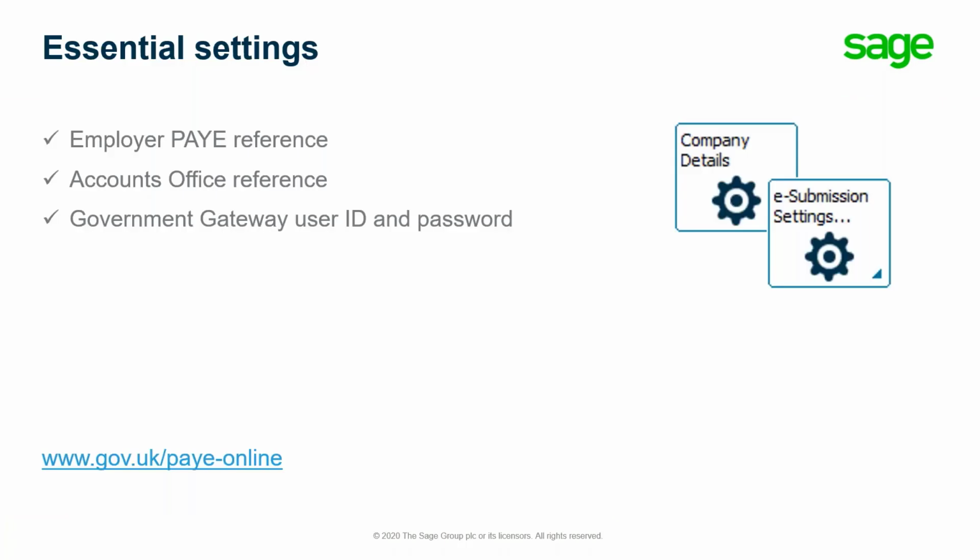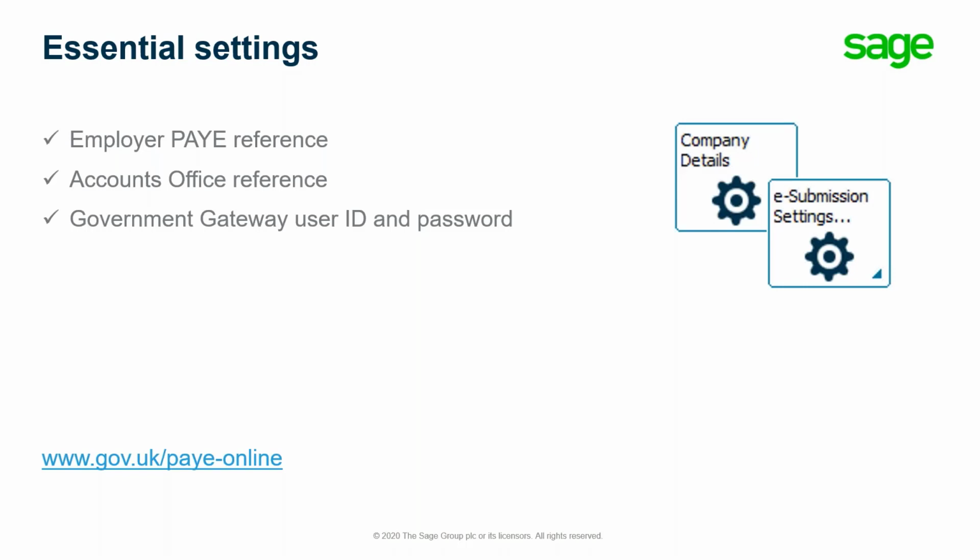So these are the absolute essentials. You're going to need to enter your employer PAYE reference and your accounts office reference. So these are the references that you were given when you first enroll as an employer, and you'll find them either by signing into your online PAYE account on the HMRC website or any documentation you've been sent by HMRC. And you're going to need your user ID and password, which are the credentials used to log in to PAYE online, as they are used when you submit your payroll online to HMRC.